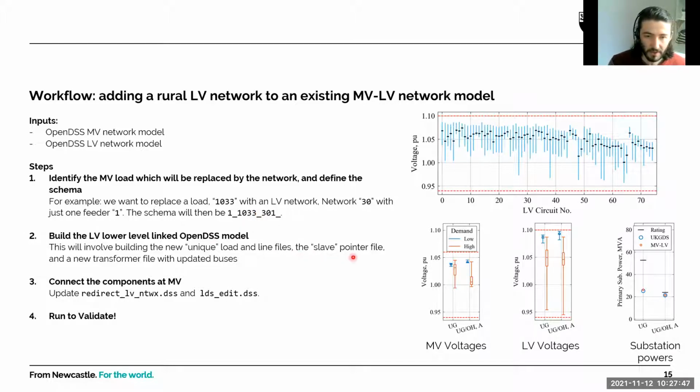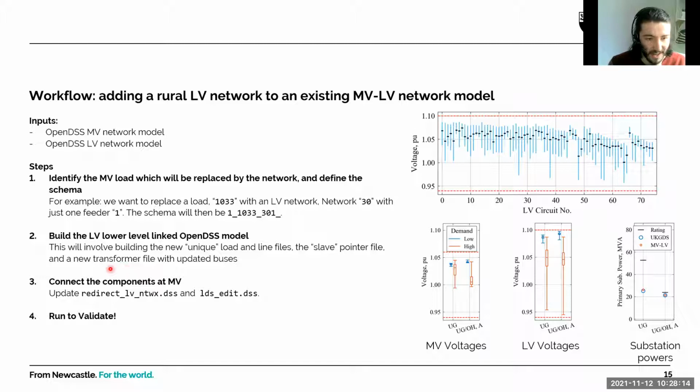And then build this pointer file, which doesn't build its own OpenDSS model. It just loads in the information back up to that big master file. And you need to make sure that when you do that, you update the substation transformer to have the bus that matches what it ought to be on the medium voltage network. So if you go into the files, you can see that.